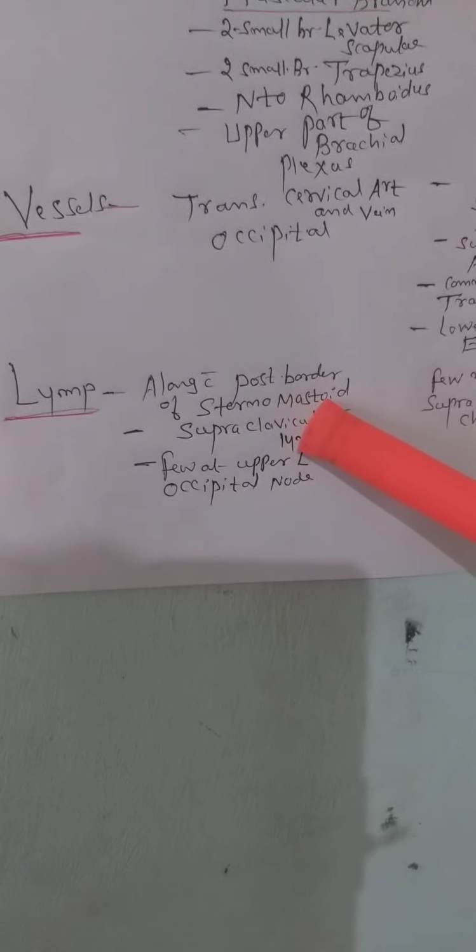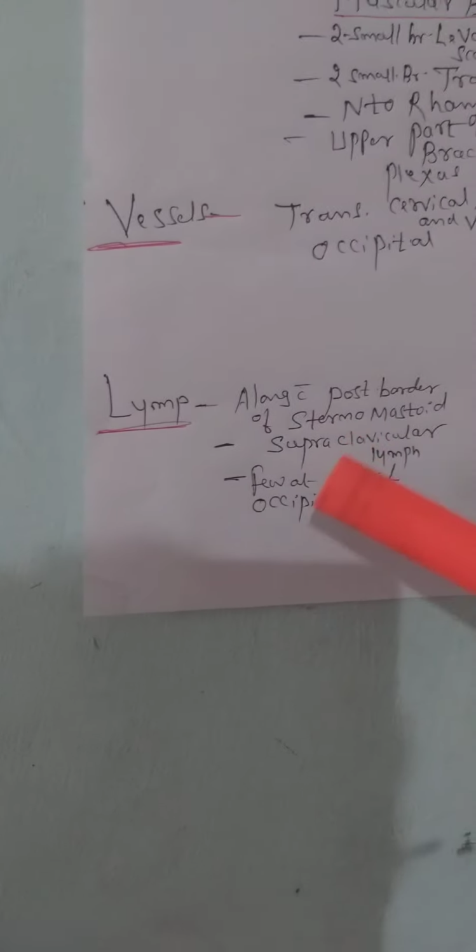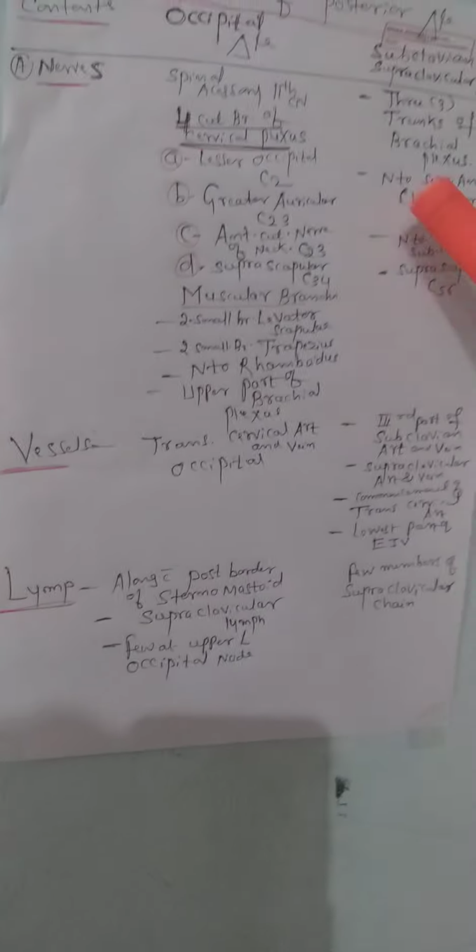Lymph nodes are along the posterior border of the sternocleidomastoid, the supraclavicular lymph nodes, and a few at the upper angle of the occipital node. Here a few members of the supraclavicular chain of lymph nodes are seen. These are the various contents in the occipital triangle, suboccipital triangle.